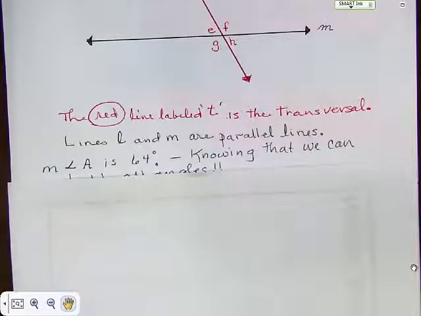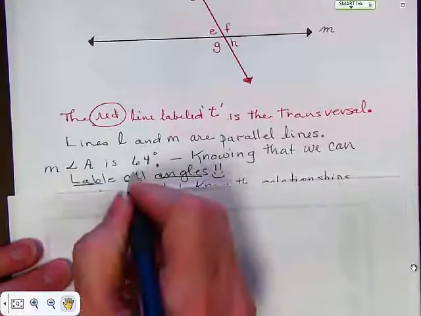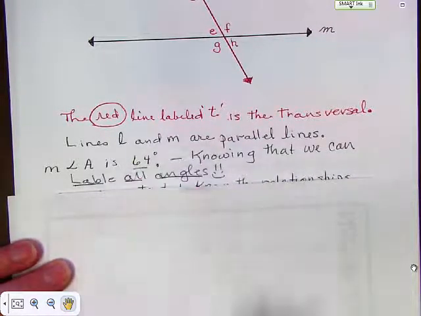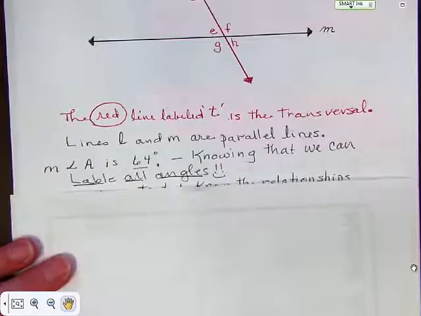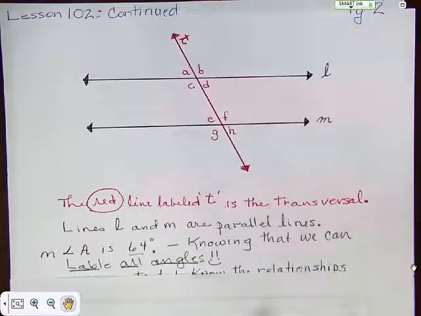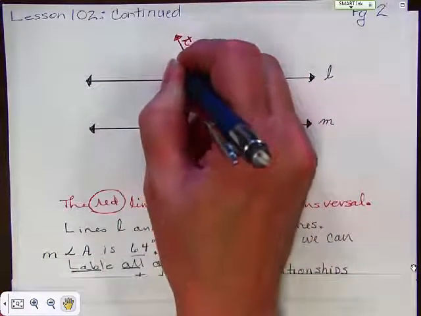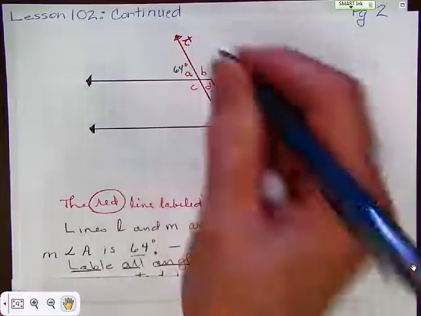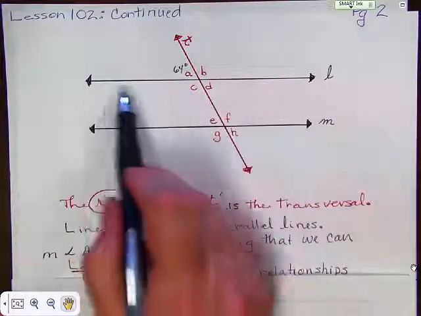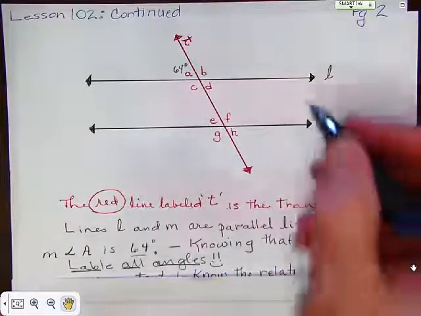The measurement of angle A, and I'm giving you something really important here, is 64 degrees. So we're going to back up for just a minute because we're going to label all these angles. Angle A is 64 degrees, so I'm going to write 64 right here. Now, we know that this is a straight line, and a straight line has 180 degrees.